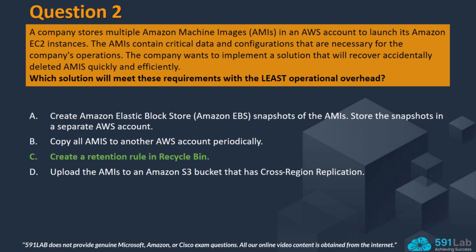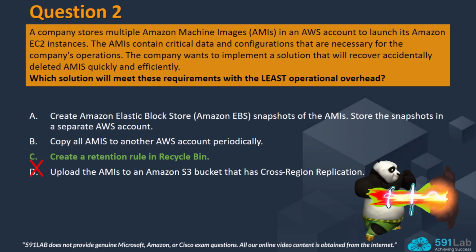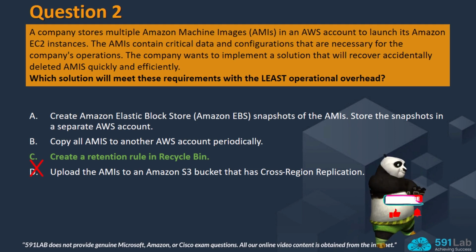Option D is upload the AMIs to an Amazon S3 bucket that has cross-region replication. While using S3 for storage is a valid option for certain scenarios, cross-region replication is not designed especially for recovering deleted AMIs. It adds complexity and may not be the most straightforward solution for that particular use case. So creating a retention rule in the recycle bin is a built-in AWS feature designed for recovering deleted resources with minimal operational overhead, making it the most suitable option for this scenario.